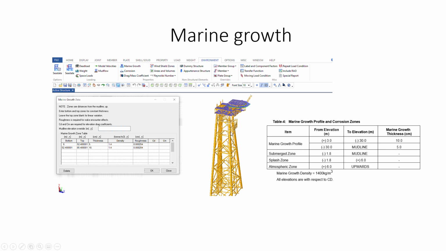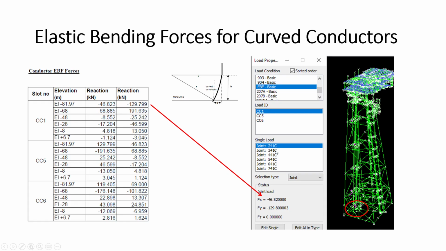So from this elevation consider the marine growth as 10, and from this elevation to mudline 5 centimeter is the marine growth thickness. Accordingly the wave load will be calculated based on this diameter plus this thickness, and then the wave load will be applied. The dead weight will also be considered for this marine growth by giving this parameter.